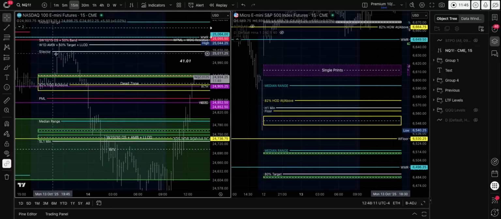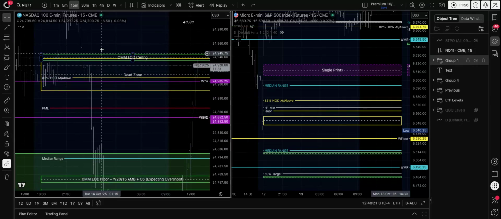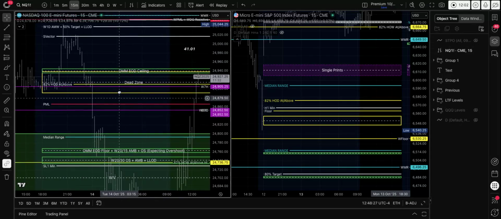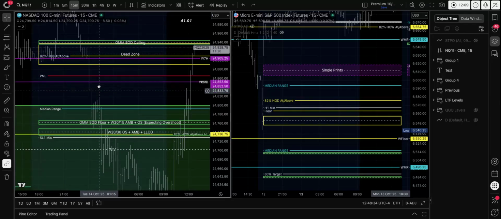I mean, we ripped through the dead zone. So here I could have reevaluated my bias as we're bouncing above this weekly statistical level. It would have been an easy TP. But for holding, really, you only had to wait about an hour, and then it kept ripping down.